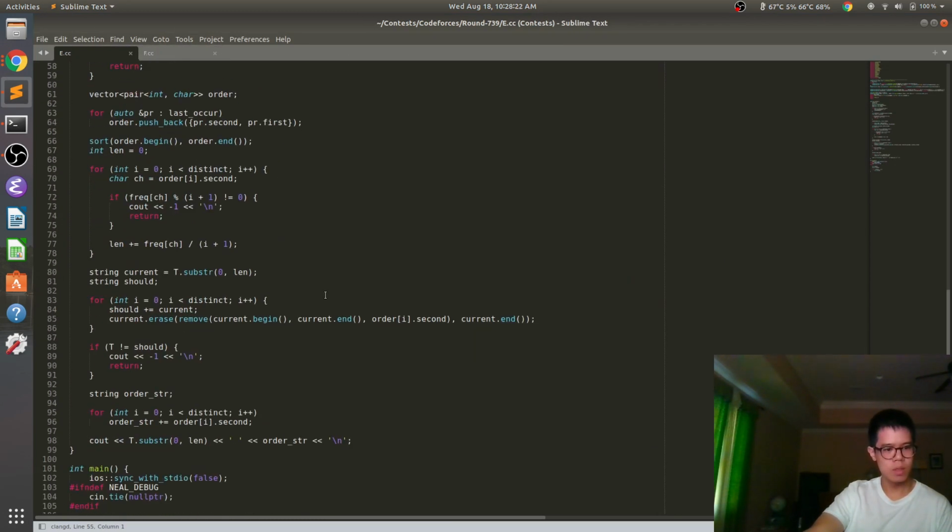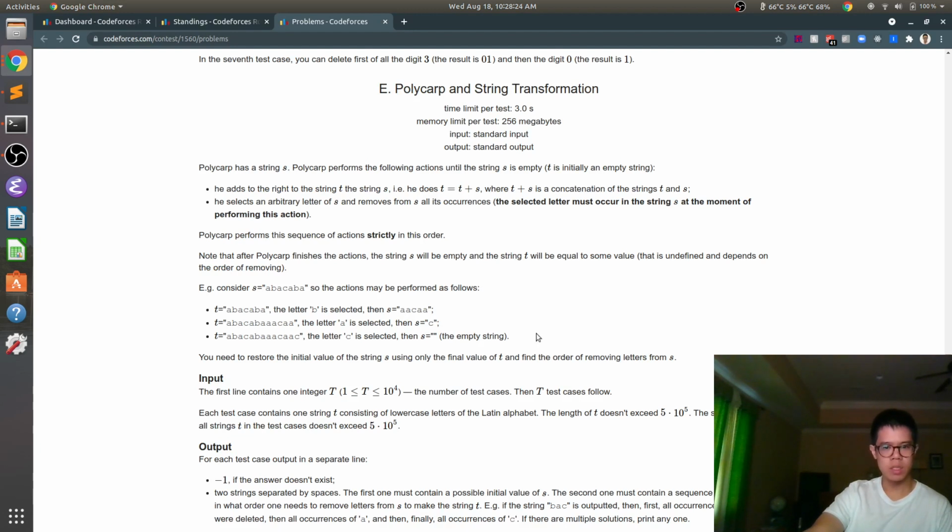Problem E. For problem E, you start with a string, and then you concatenate copies of the string, but each time in between copies, you remove some letter entirely from the string. So you can get ABA, CABA, you remove B, and you get AA, CAA, and you add that. And then you remove A, and then you get C, and you add that. We're given this T string, and we need to figure out what S is.